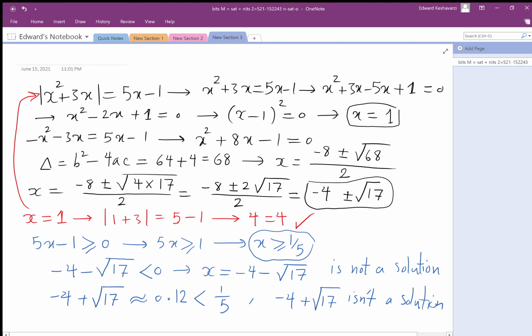Okay, I think that would be enough for this lesson. I think you learned how to deal with these absolute value equations and how to determine that some solutions might not work and some solutions are extraneous and you need to reject them.